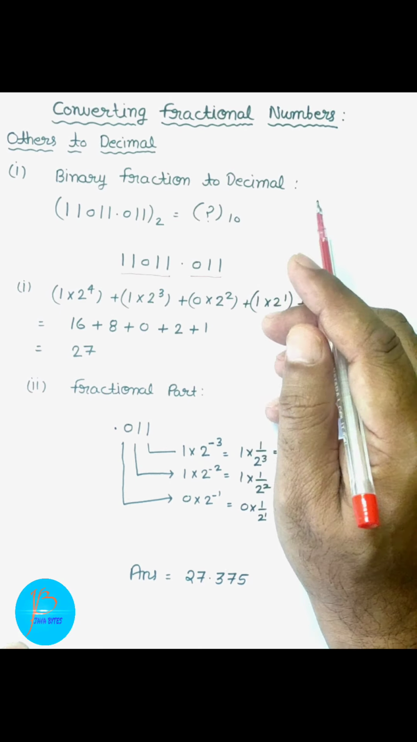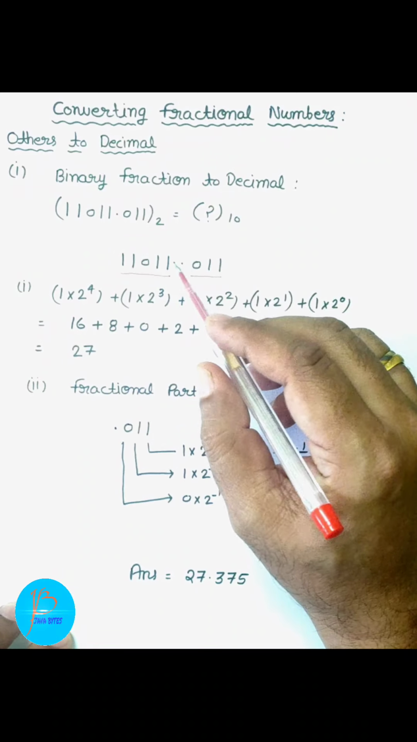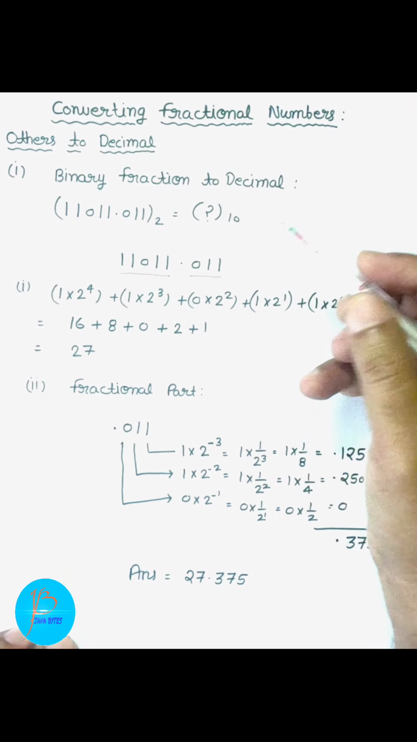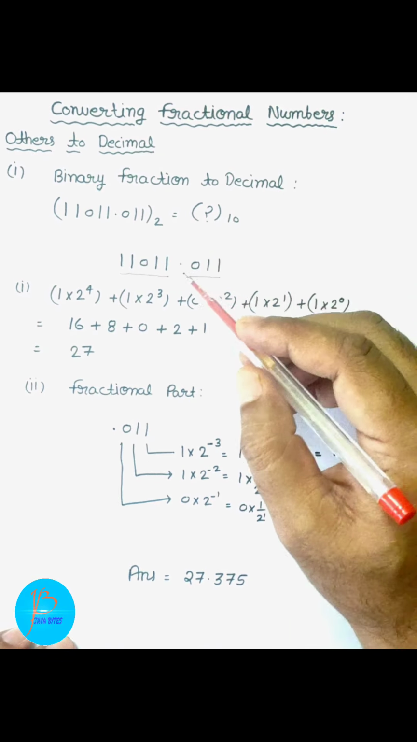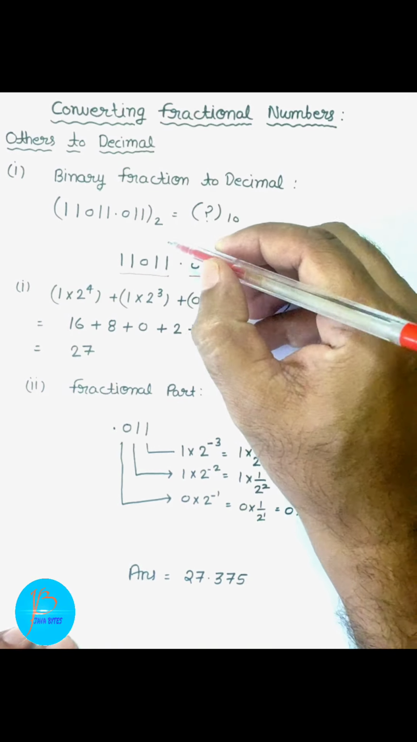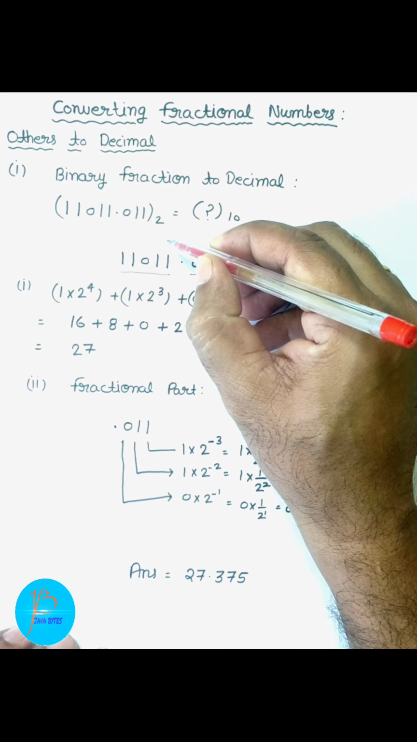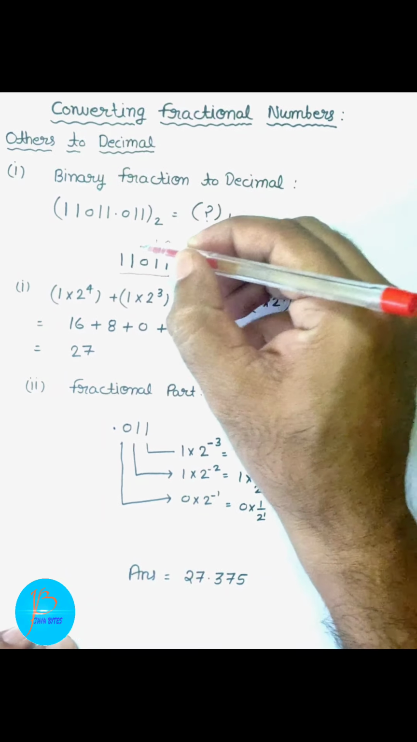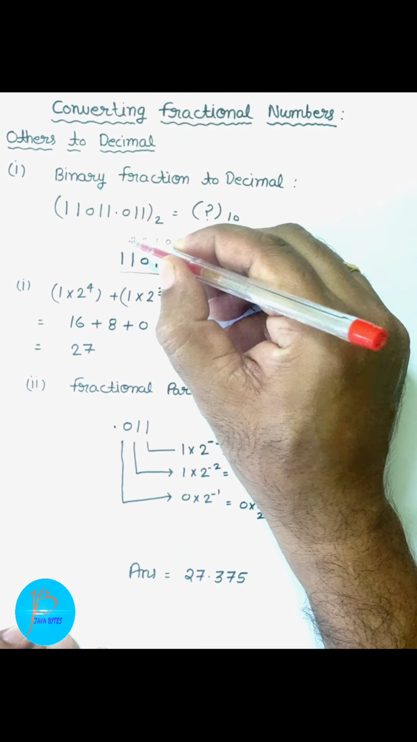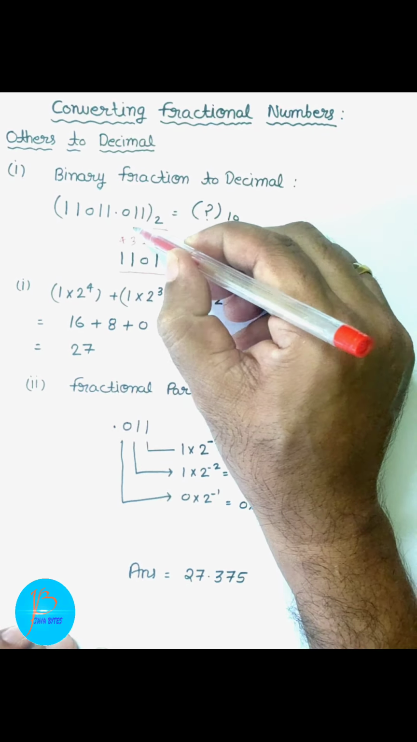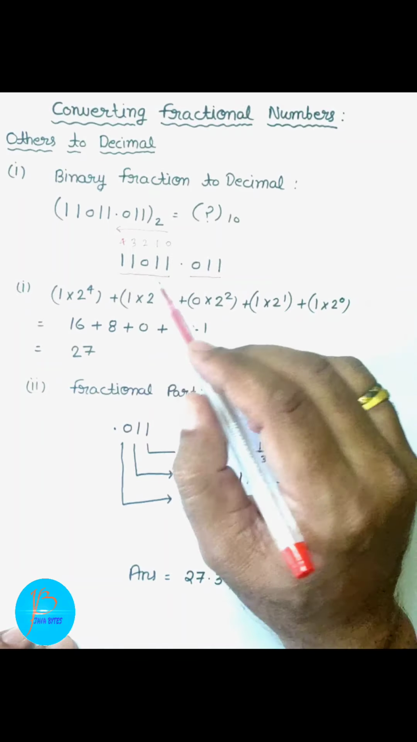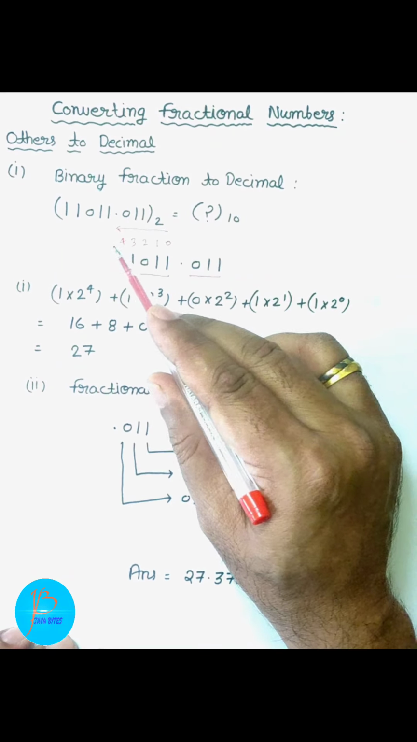Now, the next thing we have to do is mark the digits of this number separately. First you will mark its integer part. You know the number is on the base of 2, so the integer part is marked from right to left starting from 0: 0, 1, 2, 3, 4.